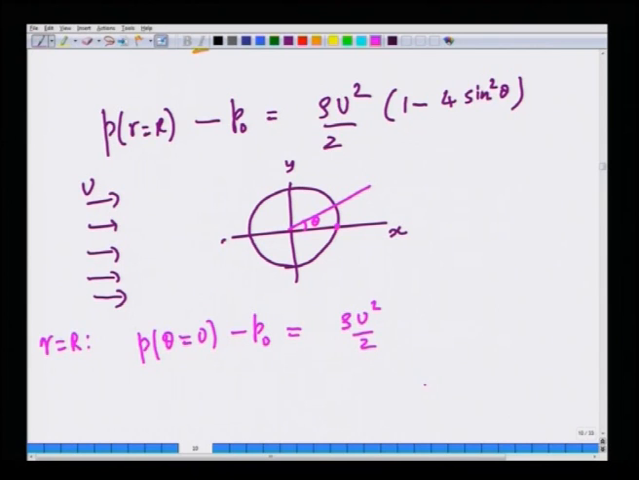Now, pressure at theta is pi by 2. When theta is pi by 2, sin theta is 1. So, this becomes 1 minus 4, which becomes negative, compared to the free stream pressure. So, this becomes minus p naught is rho u squared by 2 times 1 minus 4, which is minus 3.